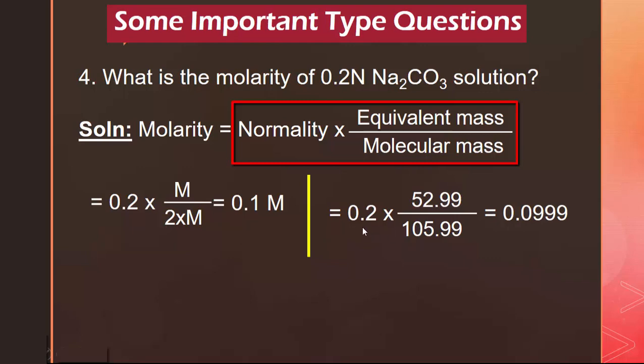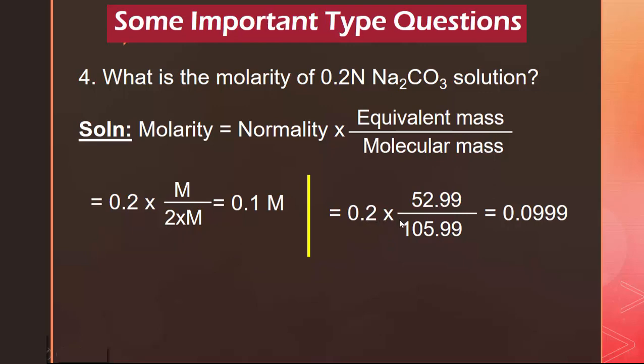Alternatively, we can also think about this. Normality is 0.2 and the equivalent mass of sodium carbonate is 52.99, and the molecular mass, if you add all the formula mass, you are going to get 105.99 atomic mass units. If you compare these, you will find that the molecular mass is 2 times the equivalent mass. That's what we have taken here.